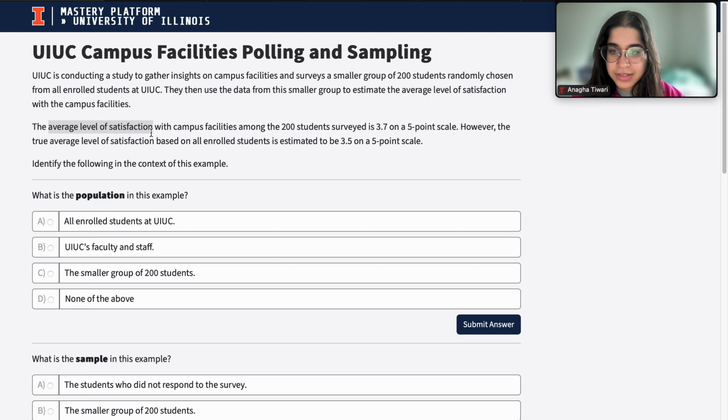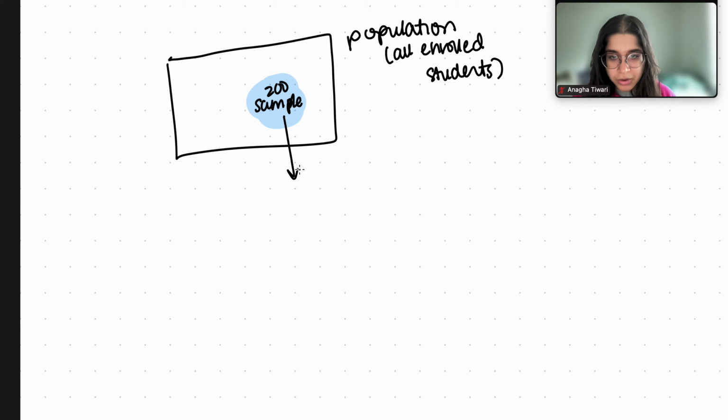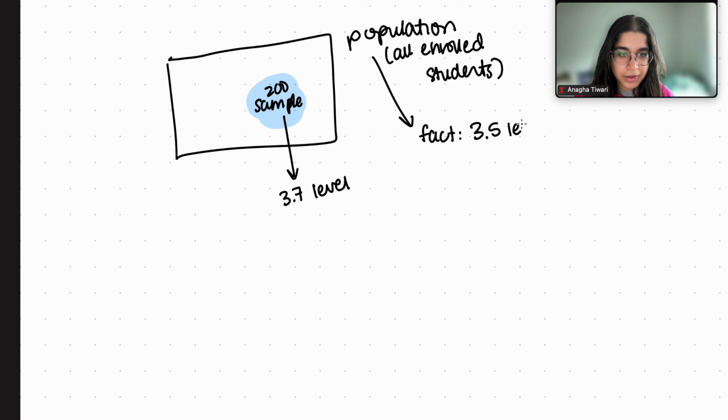The average level of satisfaction with these facilities among the 200 students surveyed is 3.7 on a 5-point scale. However, the true average level based on all enrolled students is estimated to be 3.5. So the sample level is 3.7, but the population level is 3.5. Let's represent that here. Out of the 200 sample, we have the 3.7 level of satisfaction. And for the population, we know that it's a fact that it's 3.5.